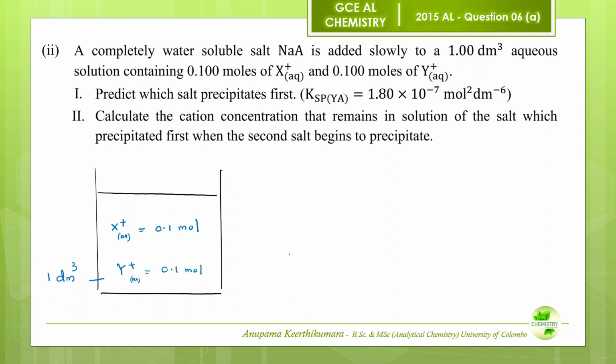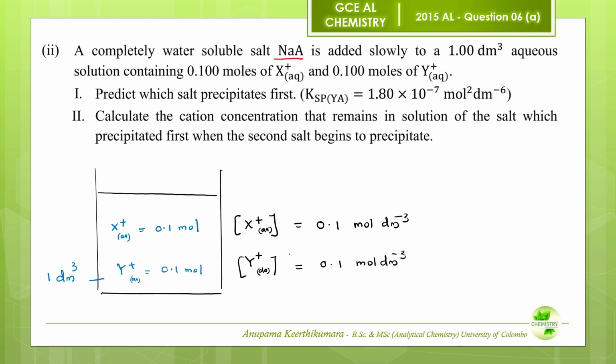Therefore, we can write the concentration of the two cations. 0.1 moles of aqueous X plus ions and 0.1 moles of aqueous Y plus ions are present in 1 cubic decimeter of solution. X plus ion concentration is 0.1 moles per cubic decimeter. Y plus ion concentration is also 0.1 moles per cubic decimeter.